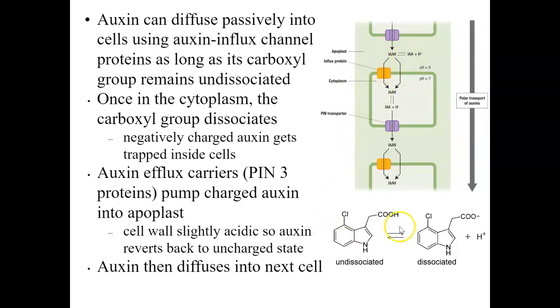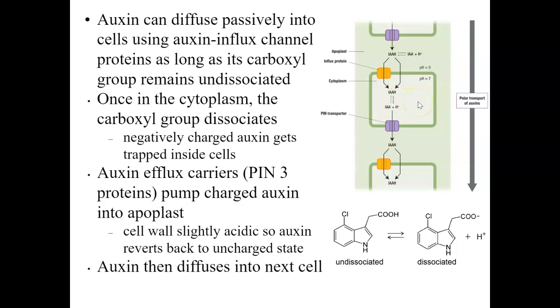But they only do this when auxin is undissociated. So auxin has to be in this form. It has to have its full carboxyl group. It cannot be in this acidic form. As long as it's in this form, it gets transported into the cell, no problem. Once it's in the cell, though, it loses a proton. So once in the cell, auxin loses the proton and becomes dissociated. That's what that means, and so it now has this charge. Once auxin becomes charged and acidic inside the cytoplasm, it gets trapped.